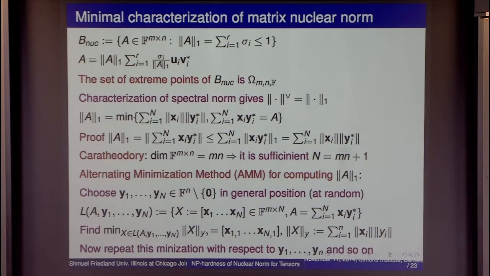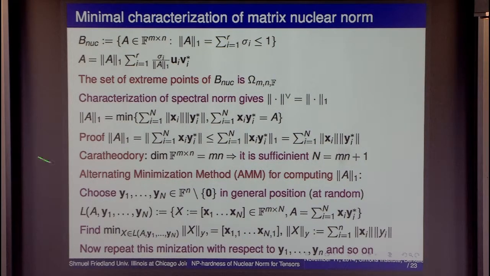Now let me show you a sort of stupid method to try to compute the nuclear norm for matrices, because we have this much better way because of singular values. But when we go to tensors, we don't have that. But this method is viable. So this method is usually what we call alternating maximum method or alternating least squares.